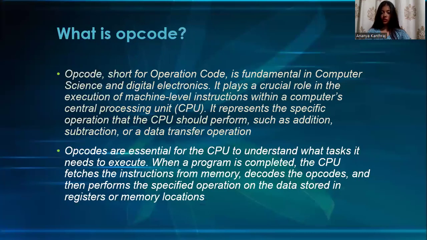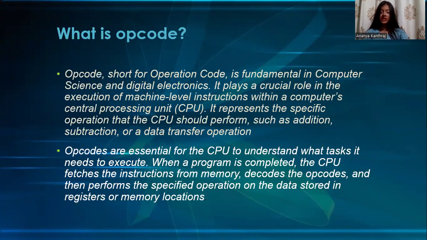So basically, what is an opcode? When you think of an opcode, it is short for an operation code. It's fundamental in computer science and digital electronics. It plays a crucial role in the execution of machine level instructions within a computer's central processing unit, that's nothing but the CPU. It represents a specific operation that the CPU should perform, for example, addition, subtraction, or any other arithmetic operation or a data transfer operation. Opcodes are essential for the CPU to understand what tasks it needs to execute.